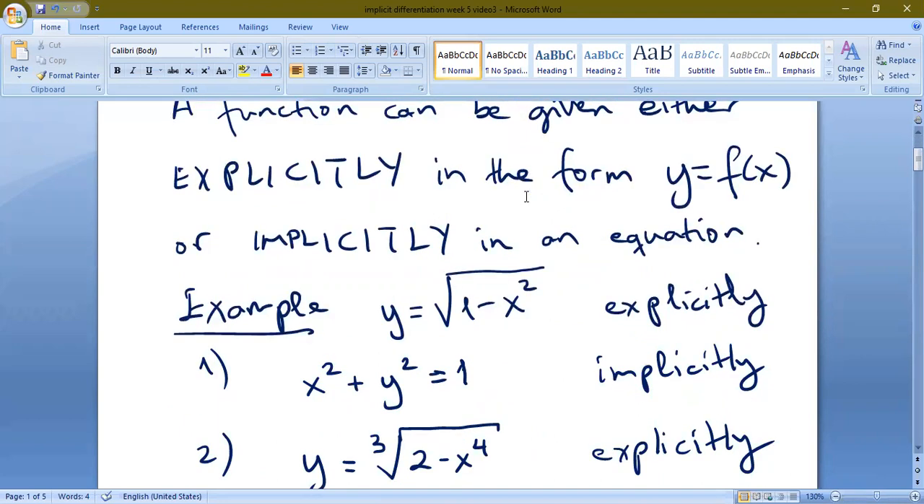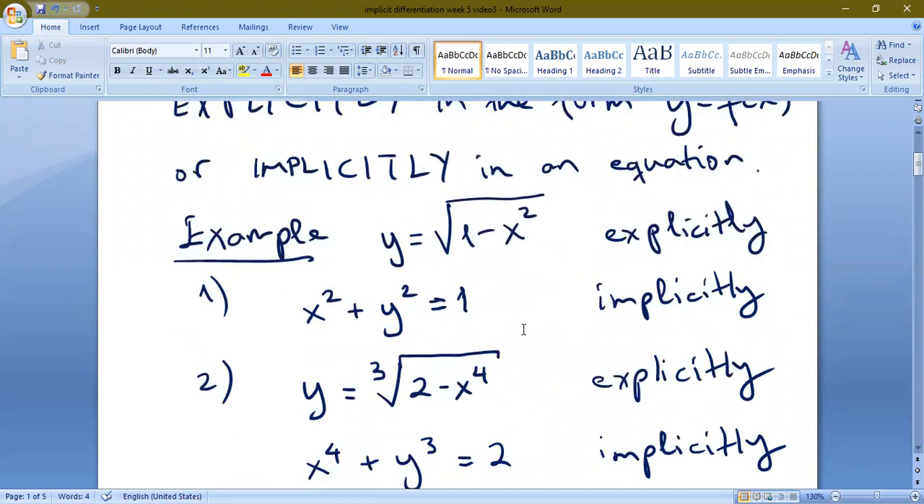For instance, if you have y equals square root of 1 minus x squared, then here the function is given explicitly. Like you can write it as y equals some function of x. But if the same function is given as x squared plus y squared equals 1, then it's called implicit.